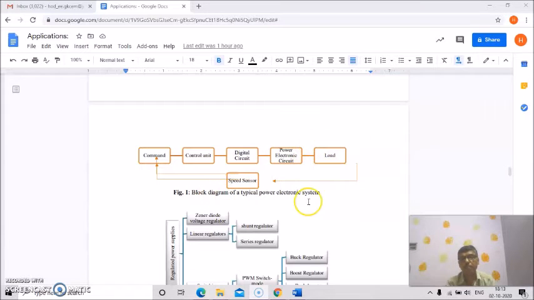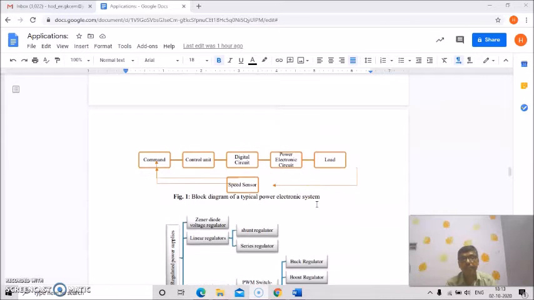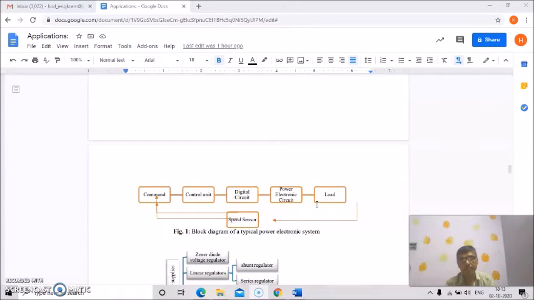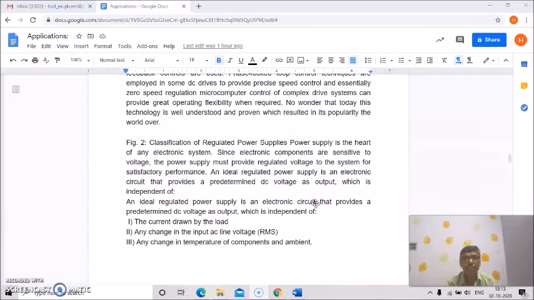So this is the typical block diagram of a power electronic system, and this is something we discussed at the very beginning of this course. And in figure 2 we have classified the different regulated power supplies.